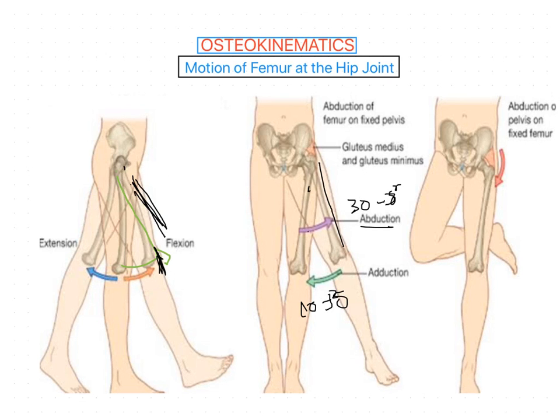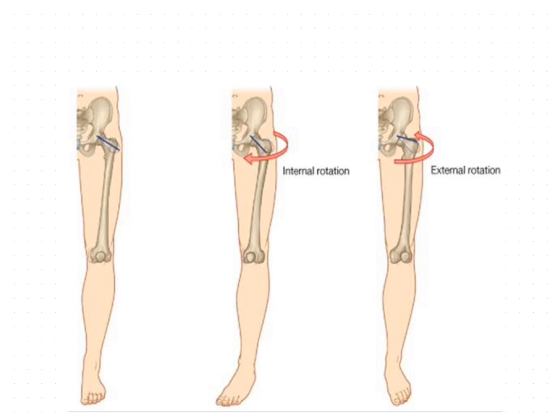Next, coming to the other movements. What are the movements still remaining? The rotational movements, that is medial rotation and lateral rotation. This is internal, that is called medial, and this is external or lateral rotation. This is the normal position of the limb. You can easily find the internal rotation, as the feet are also internally rotated, whereas in the external rotation the feet are also externally rotated.